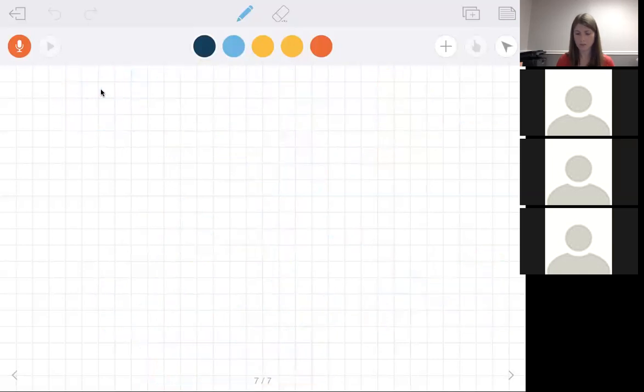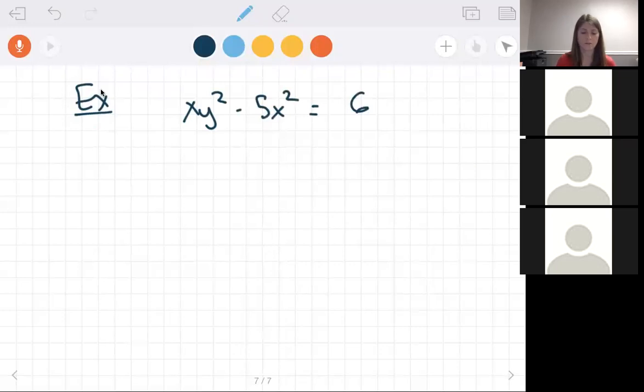Okay, so let's take a look at another example. So for this one, let's see, make sure I'm giving you the right ones that I intended to do. xy squared minus 5x squared equals 6. So let's think: differentiate the left, differentiate the right.